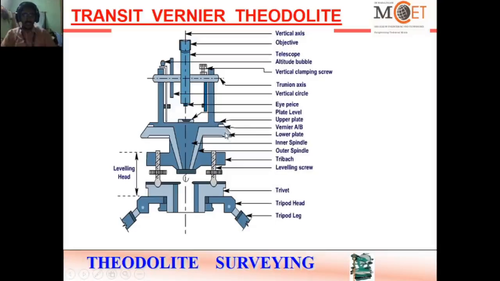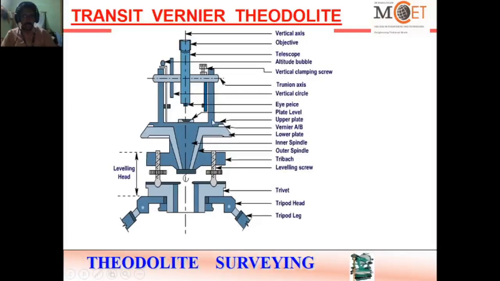Next, this is the lower plate and this is the upper plate. The lower plate is also connected here, and the upper plate is also, the total setup is called the spindle. It is called the outer spindle and inner spindle. In the lower plate only, the circle of measurement or graduations of the angle is marked, and the upper plate also has some setup.